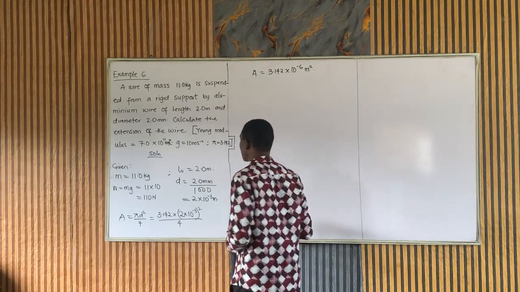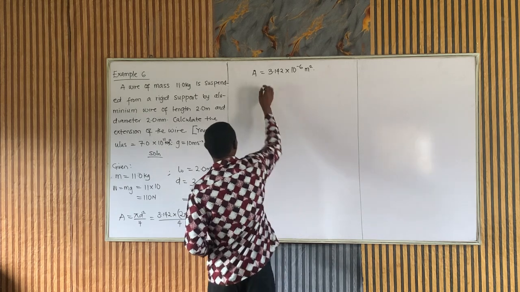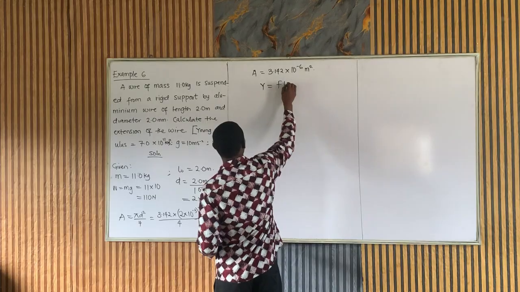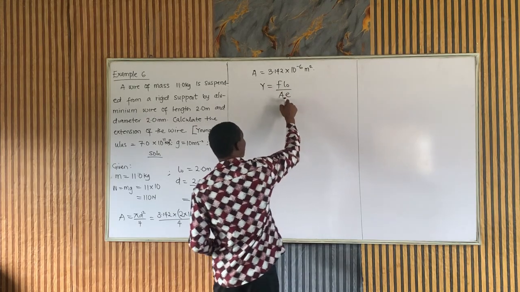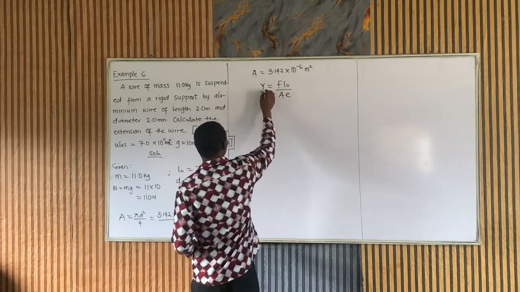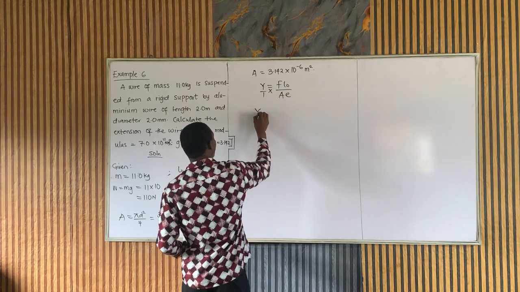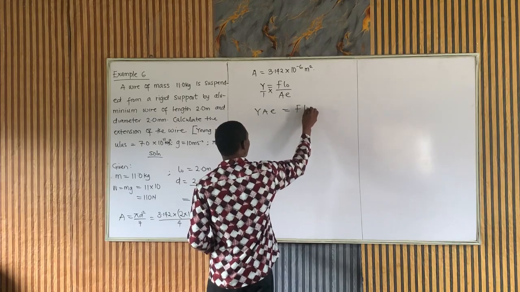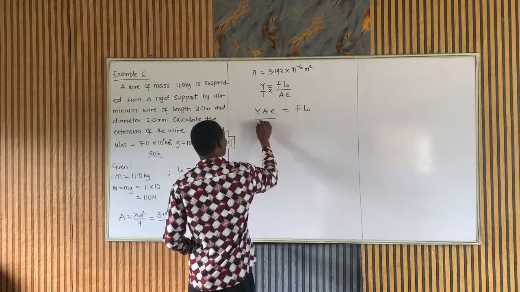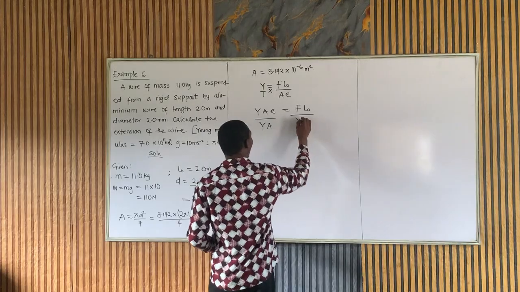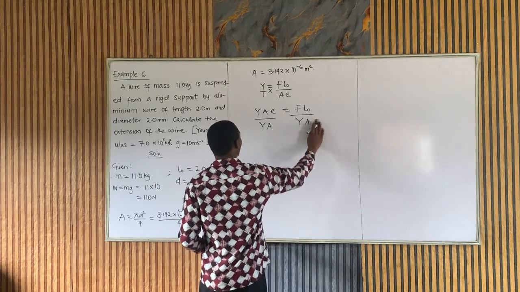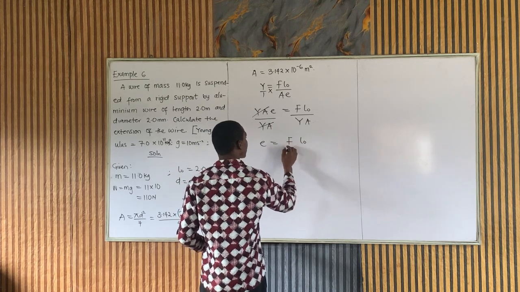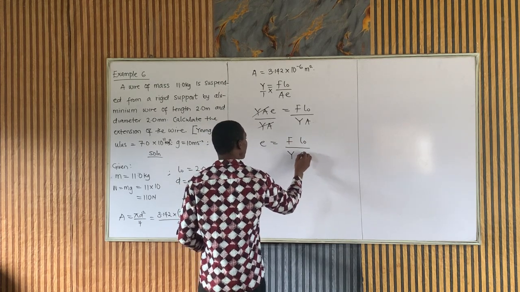Now, let's get our extension. That's what the question says we should get. And we know that our Young modulus is F L naught over A E, where E is the extension. So upon cross multiplying this, we get that Y A E, Young modulus times area times extension, is equal to F, force, times original length. Now, dividing both sides by Y and A, we'll get the extension is force times original length over Young modulus times area.